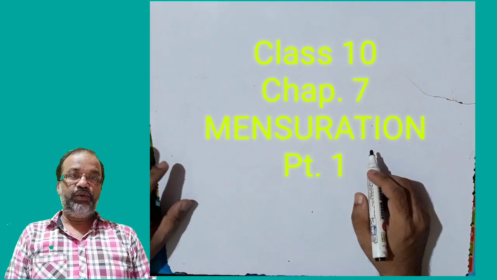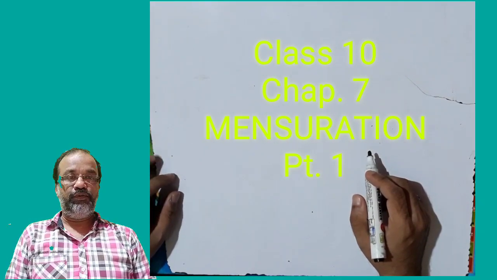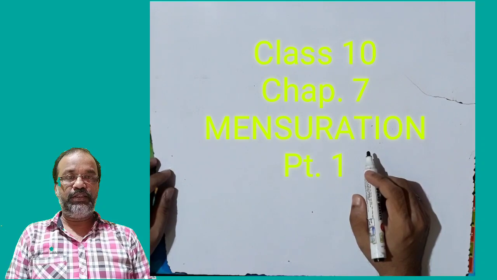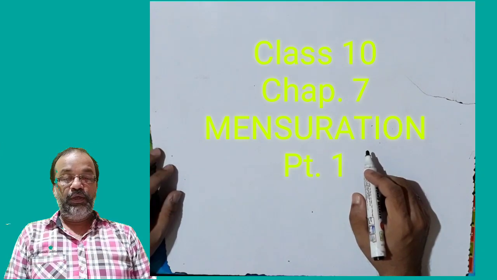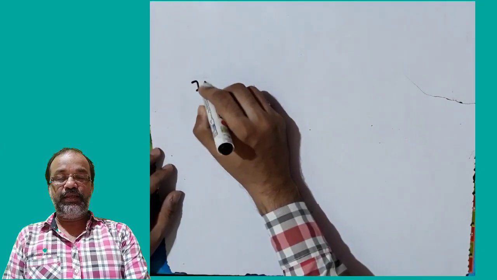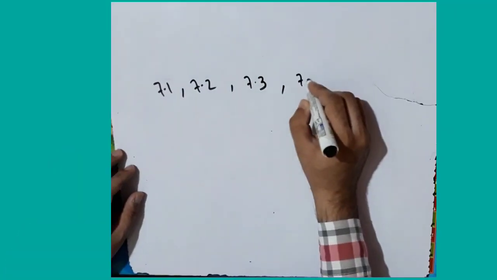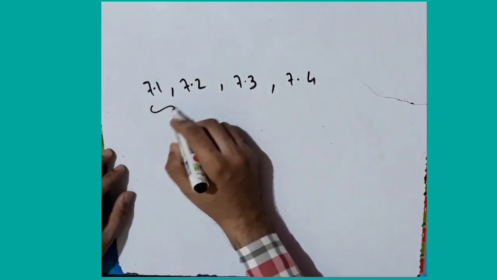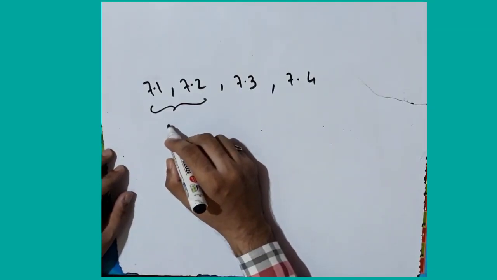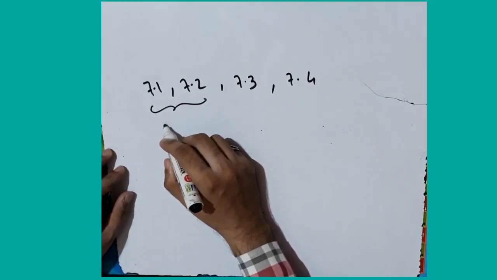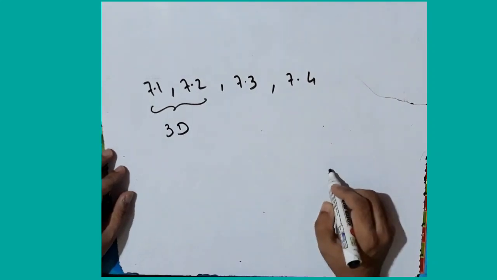Now we are going to start with the seventh chapter of geometry, and the chapter name is mensuration. In this chapter we have four exercises: 7.1, 7.2, 7.3, 7.4. In 7.1 and 7.2 we will be solving the sums related to 3D objects.